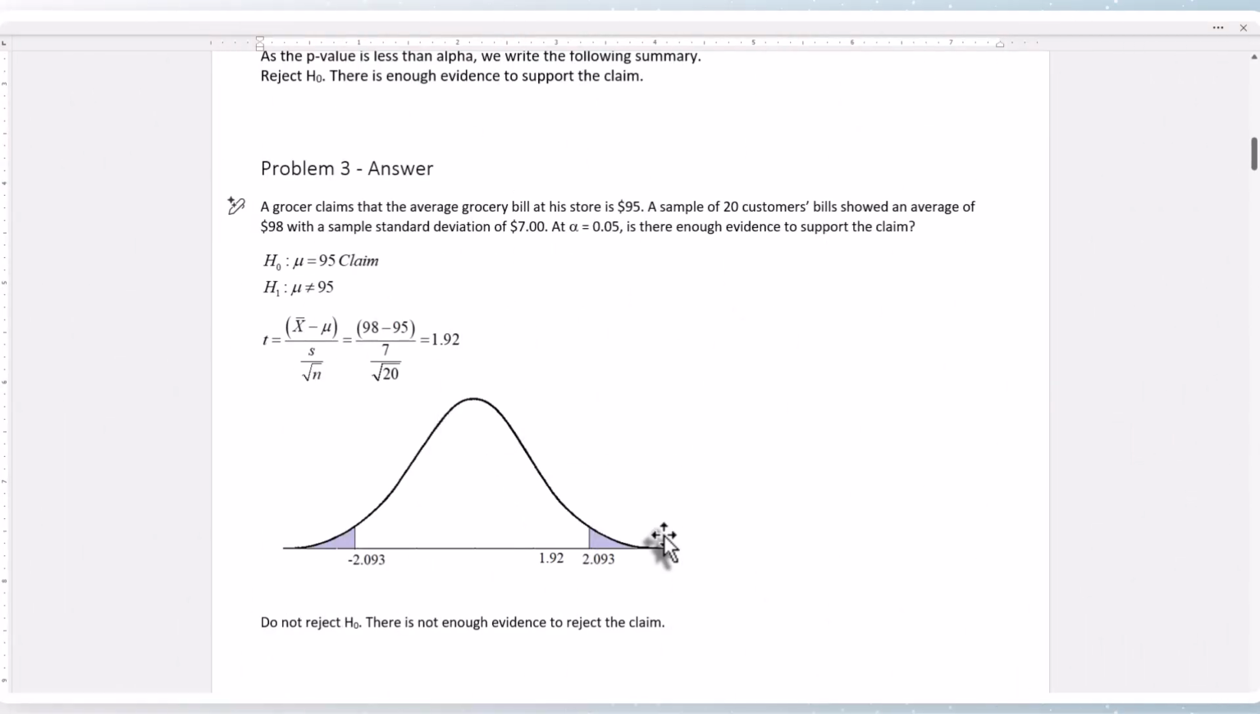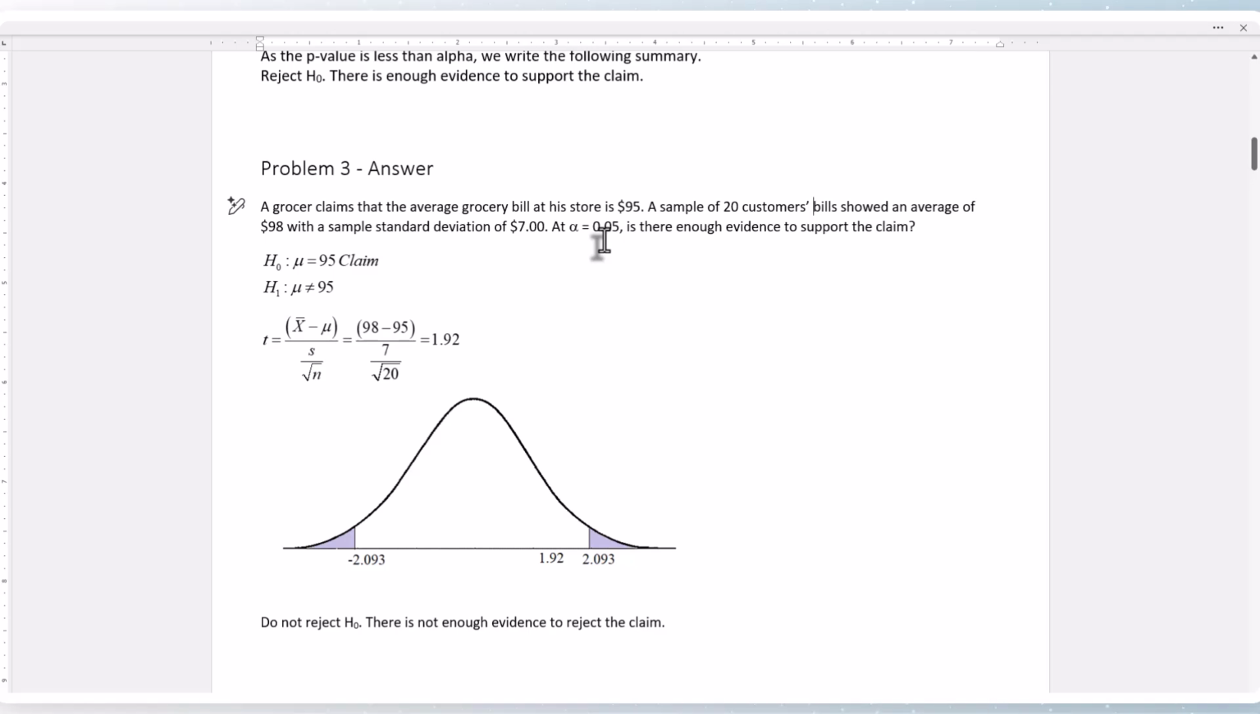Let's take a look at problem 3. It states a grocer claims that the average grocery bill at the store is $95. A sample of 20 customers' bills showed an average of $98 with a sample standard deviation of $7. At alpha 0.05, is there enough evidence to support the claim?